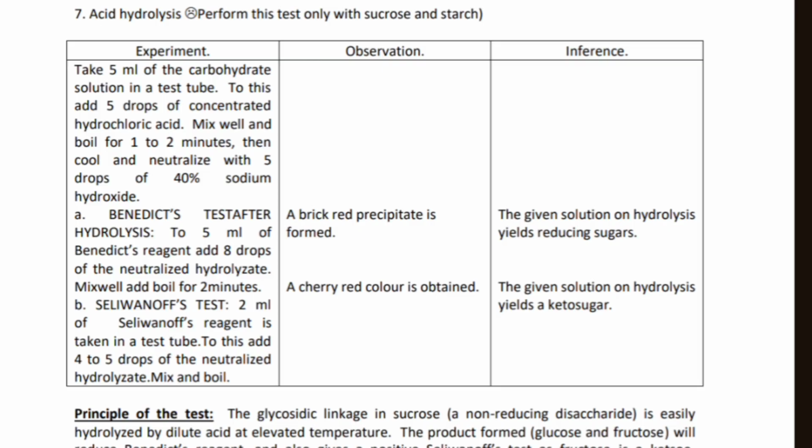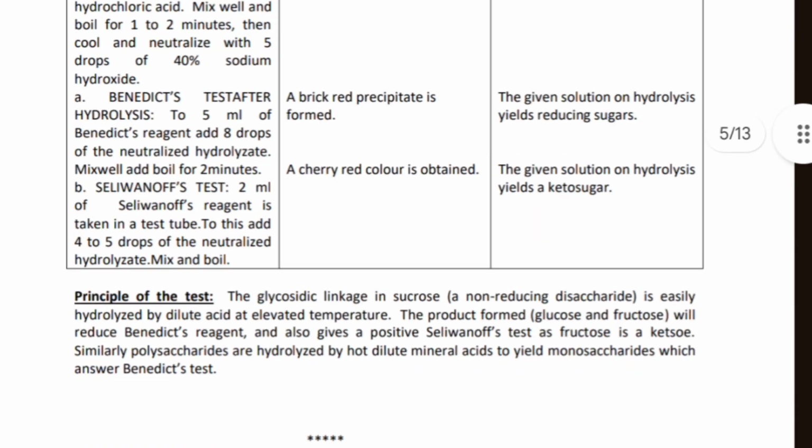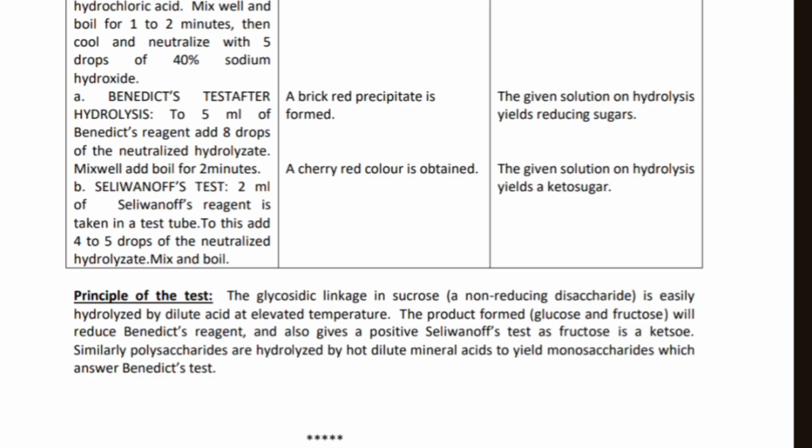Now after this, you will find this acid hydrolysis is complete. Whatever sample of the hydrolysate is left, you will be using it for Benedict's test after hydrolysis. Again, you know Benedict's test, you will add 5 ml Benedict's reagent, 8 drops of neutralized hydrolysate, mix well, boil, brick red precipitate. The given solution on hydrolysis yields reducing sugars. Example, sucrose. Sucrose will not give Benedict's test normally. So after acid hydrolysis, you will do Benedict's test. Now since it has glucose and fructose, since these are reducing sugars, it will give positive Benedict's test.